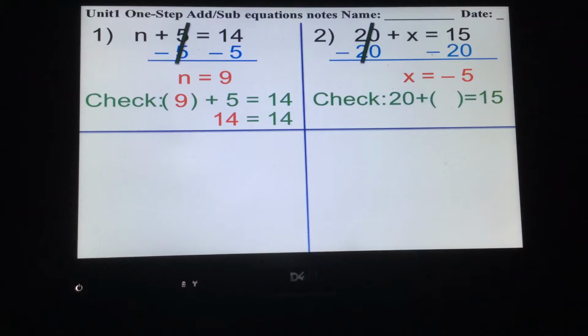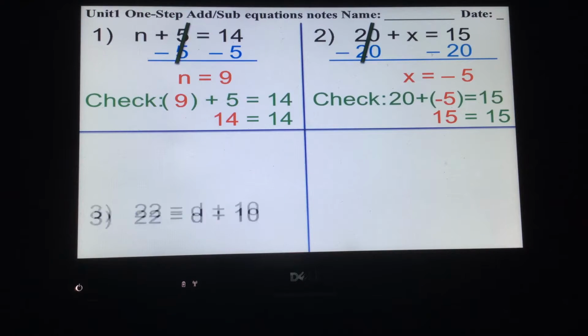So we're going to put 20 plus parentheses equals 15. Now we found out that x was negative 5, so that's what's going to go into the parentheses so that we can check this. And then that's going to give us 20 plus a negative 5 is 15. 15 equals 15. That tells me that the answer is negative 5. Again, 15 is not the answer. 15 is just checking the answer. You got x equals negative 5 is the actual answer for this.